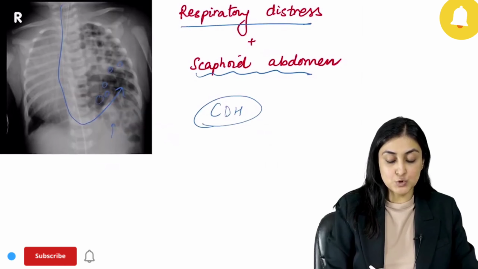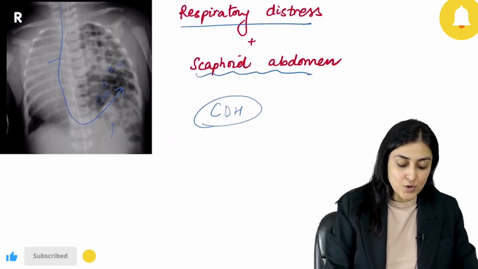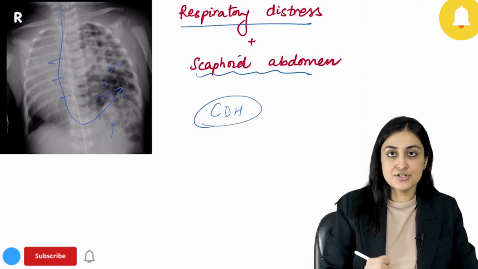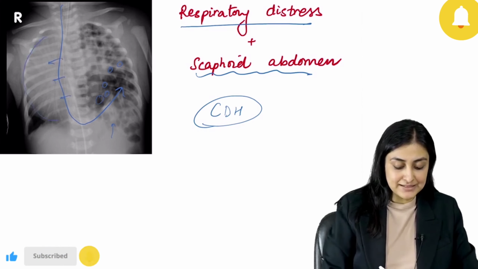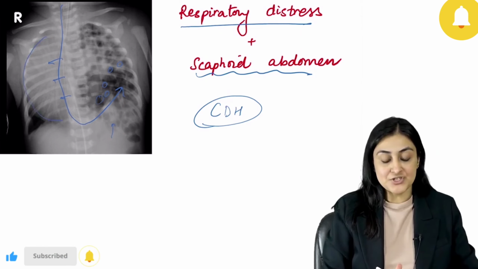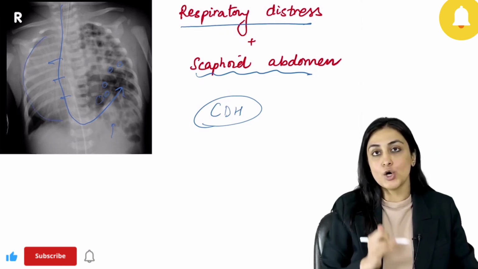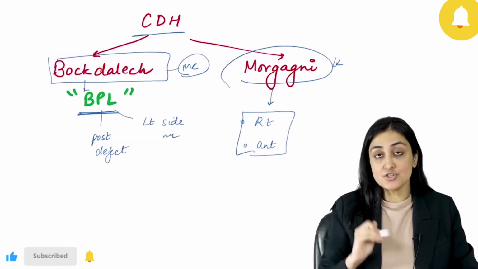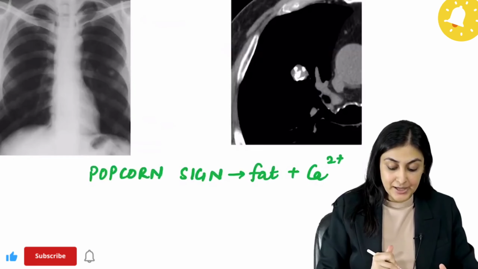Look out for these bowel loops which are going in. They can cause this contralateral mediastinal shift. Do you see how the heart is completely displaced to the right side? So, it leads to pulmonary hypoplasia. It leads to compression of the lung. Alright, so this is very important, congenital diaphragmatic hernia.